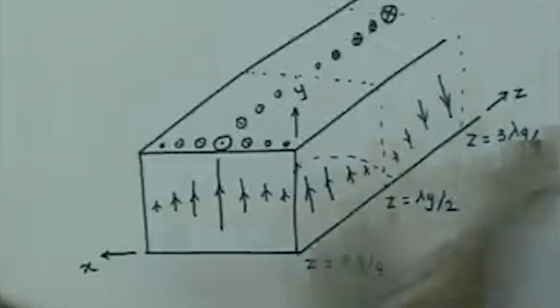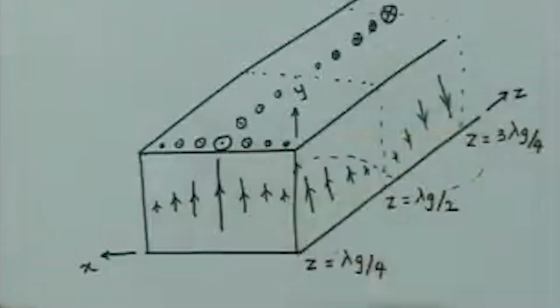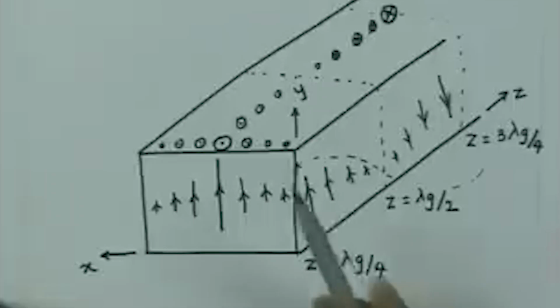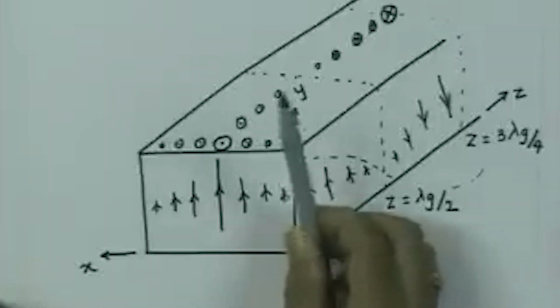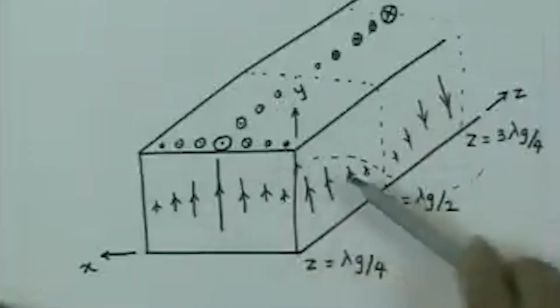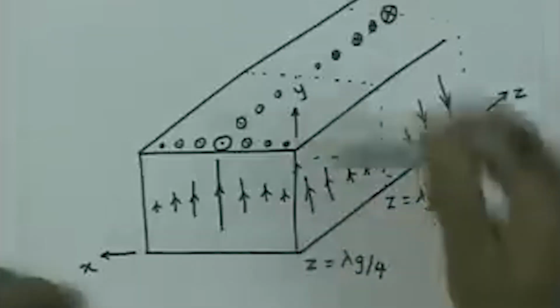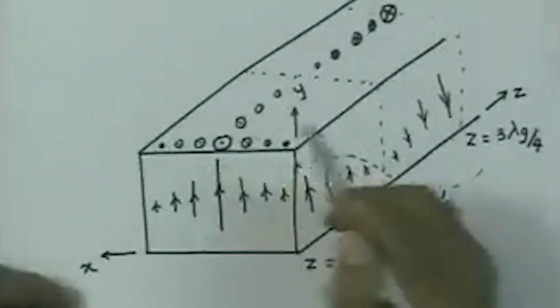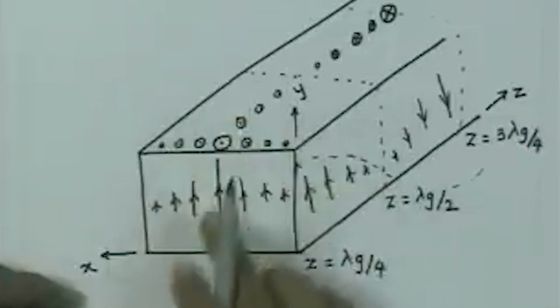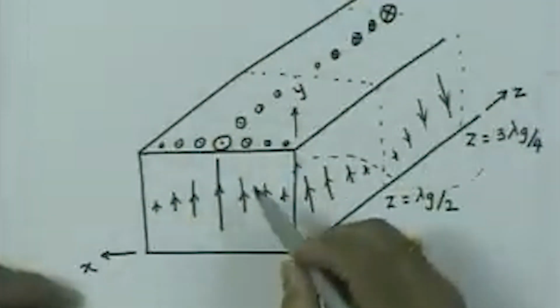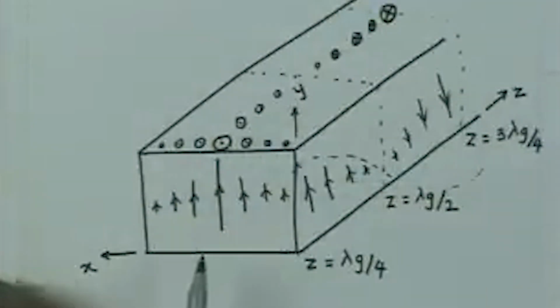So, if I see from this side, the arrows will be upwards and downwards and their amplitude will vary sinusoidally. If I see from the top, I will see the circles where the arrows will be coming upwards or going downwards, and the thickness of these will tell me the strength of the electric field.